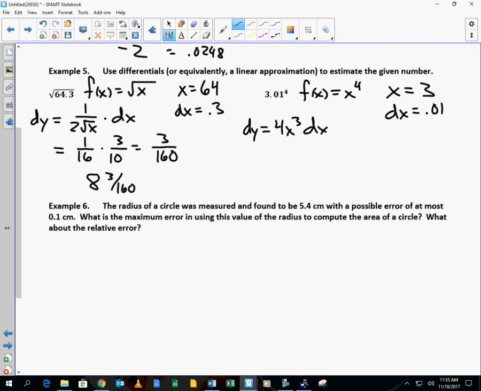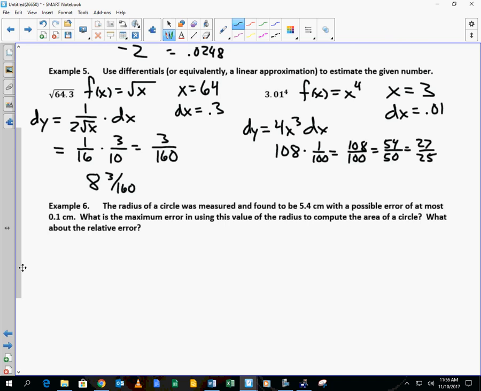What do I plug in for x? 3 cubed, 27 times 4, 108, times 1 over 100, or 108 over 100, which is like, what, 54 over 50? Like 27 over 25.